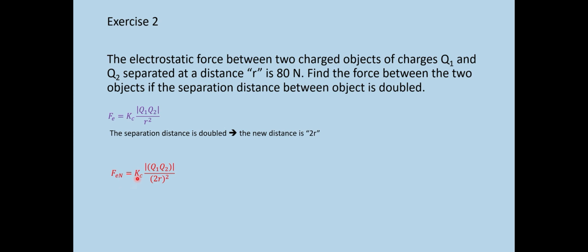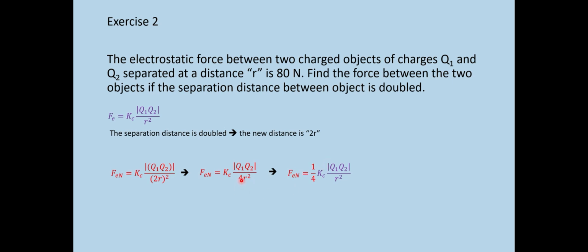So the new electrostatic force is equal to Kc Q1 Q2. There's no change in the magnitude of charges, but we have a change in the distance. It is 2r, all of it to the power of 2. This is a common mistake. Do not write 2 multiplied by r squared. No, it is 2r all squared. Why? Because in the question they mentioned that the separation distance is doubled, not the square of the separation distance. So instead of r squared, we'll have 2r all squared. 2 squared is 4 and r squared is r squared, so (2r) squared becomes 4r squared.